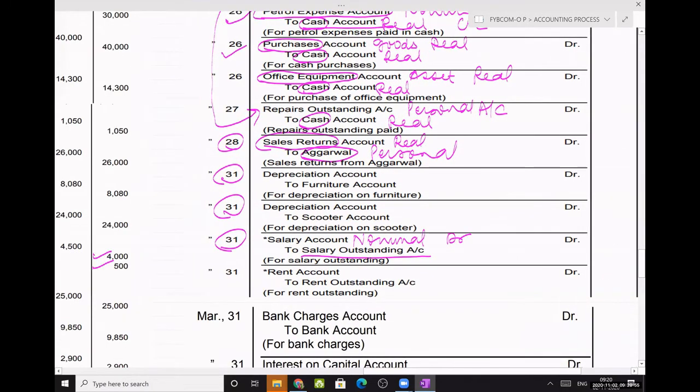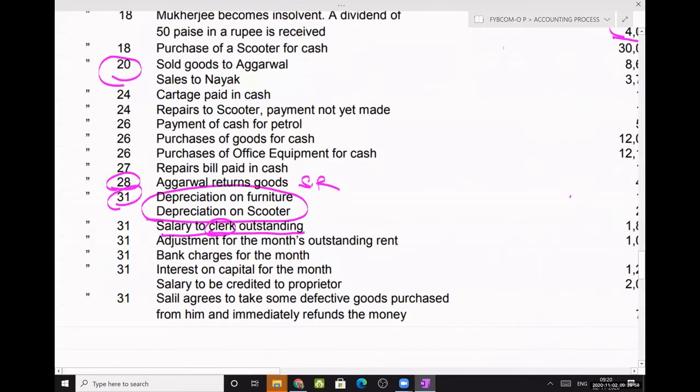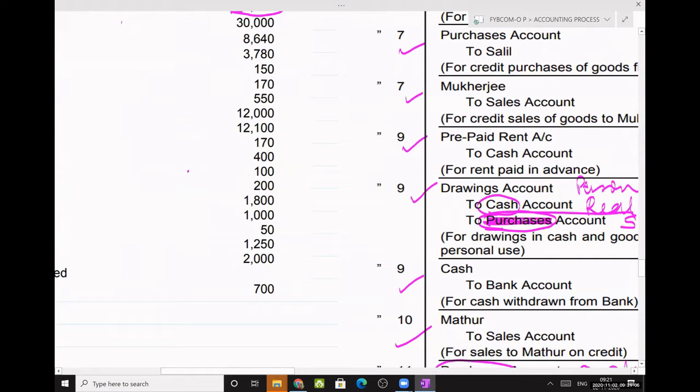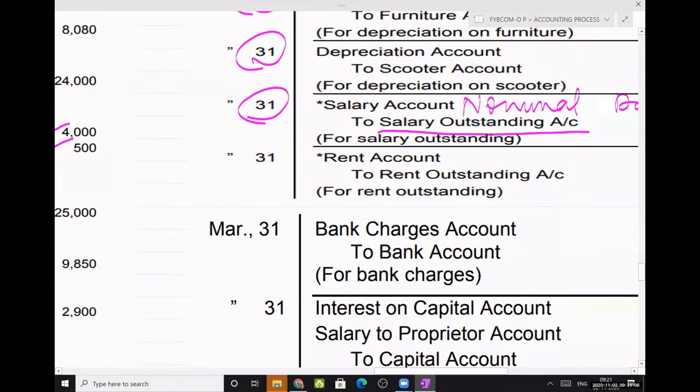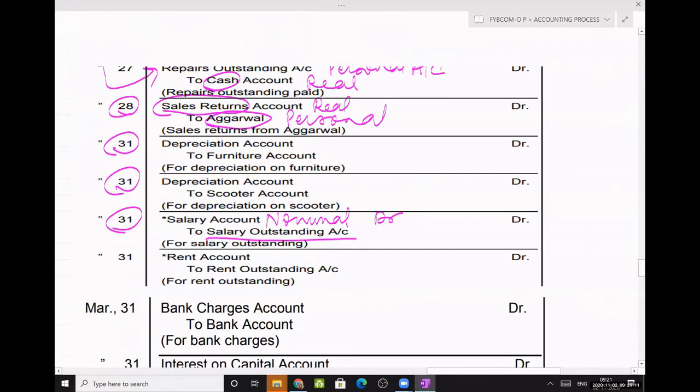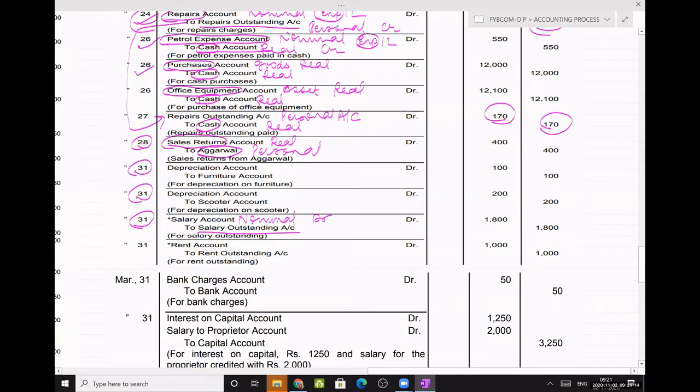Next, adjustment of month's outstanding rent. मतलब outstanding rent. Same treatment. It's gonna be the same treatment. Rent, what do we treat rent as? Nominal. It's a nominal account. Nominal account rule, debit for expenses. So debit rent, outstanding rent. Rent outstanding or outstanding rent is one and the same thing.